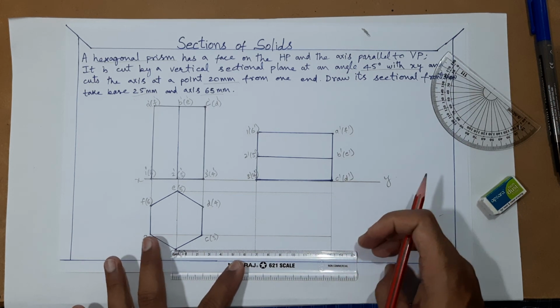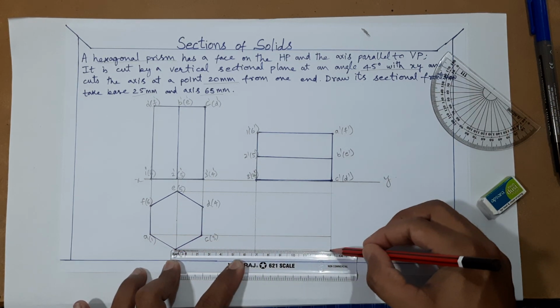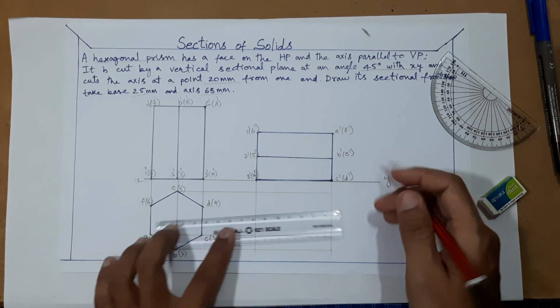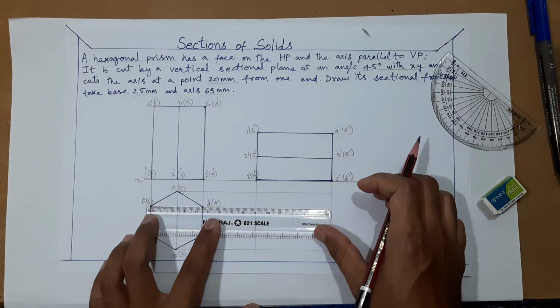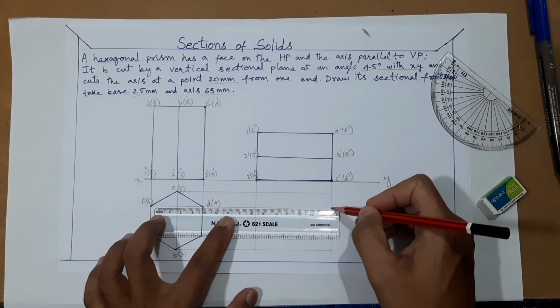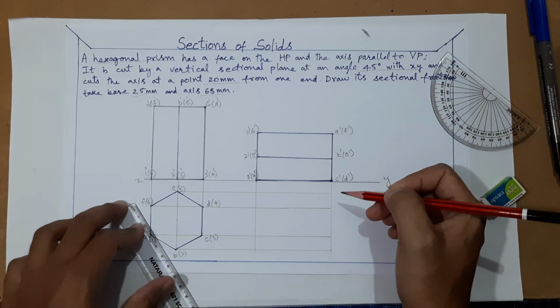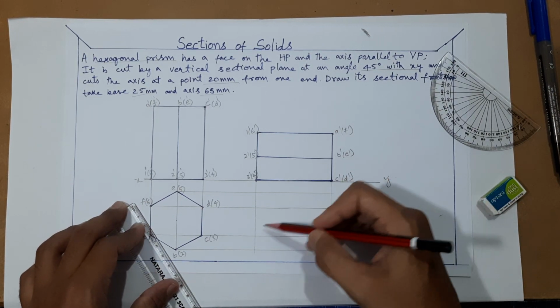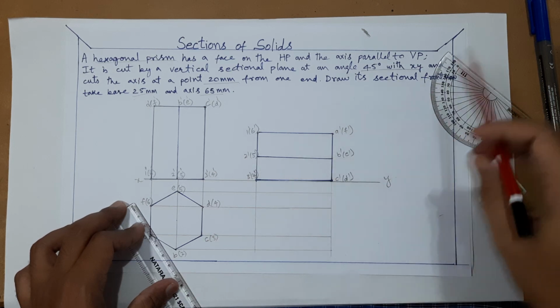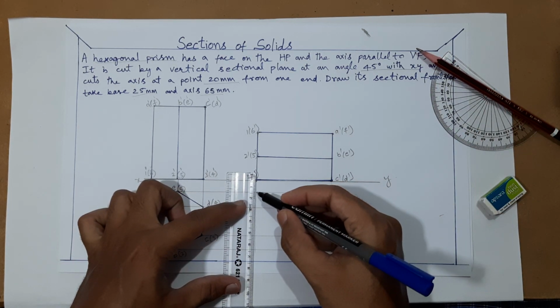Projectors are actually very thin lines, they should not be visible, but if I draw much thinner lines they won't come in the video. So keeping that in mind, I am doing this. In the exam you have to draw all these lines thin, only the object should be dark. Now let us proceed with the actual visible lines.